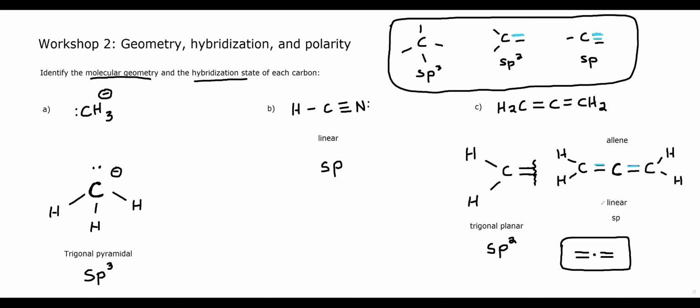Okay. Linear carbons will be sp hybridized. Trigonal planar carbons will be sp2 hybridized. Tetrahedral or trigonal pyramidal carbons will be sp3 hybridized. Okay, so hopefully now you can see the connection between molecular geometry and hybridization state. And it will come into play in future chapters, so make sure you don't forget about all of this fundamental information.